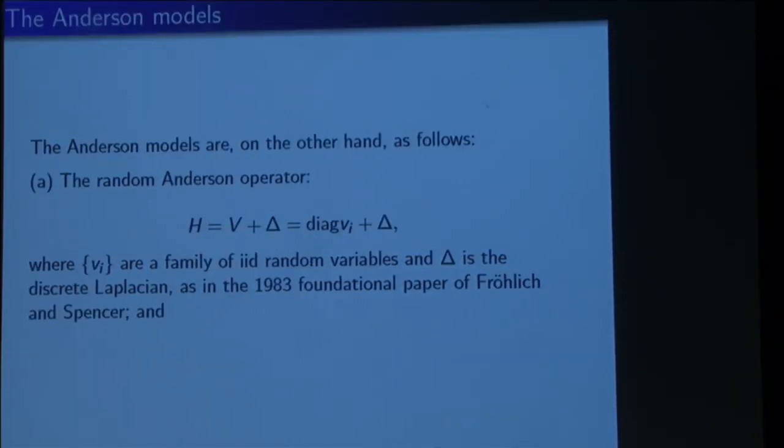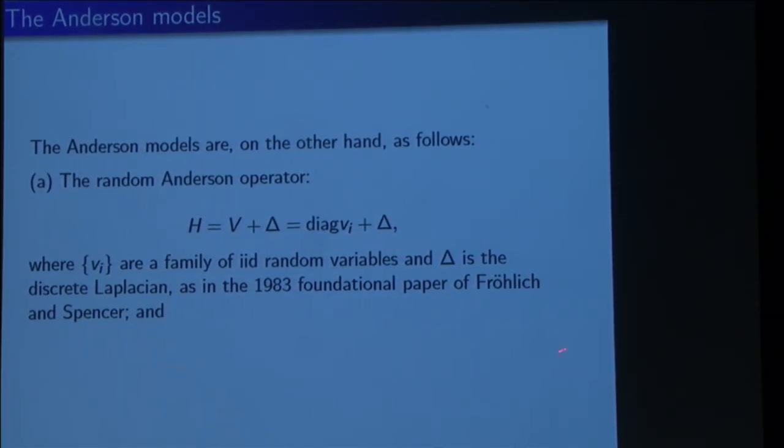it hardly matters for what I'm going to say. So, okay, that's our problem after the linearization. And now I claim that the Anderson model is very relevant. So what is the Anderson model? The Anderson models are as follows. The random Anderson model is H equals V plus Laplacian. So you have the diagonal V_i plus the Laplacian, a discrete Laplacian.